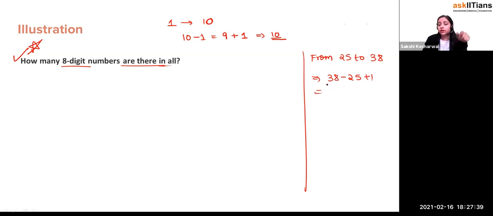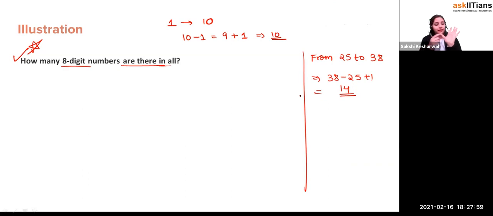So 38 minus 25 is equal to how much, beta? 13. 13 plus 1 is equal to 14 numbers. So start counting: 25, 26, 27, 28, 29, 30, 31, 32, 33, 34, 35, 36, 37, 38. Now I have just counted.